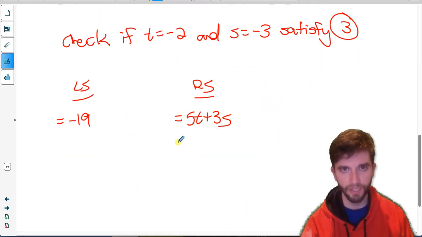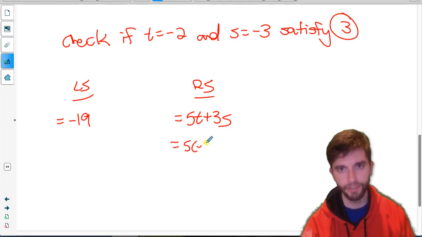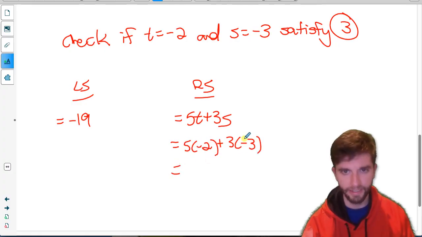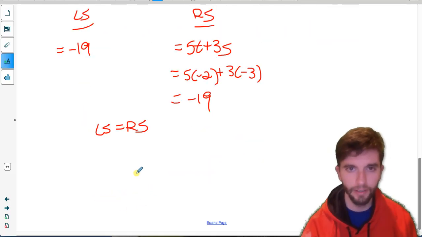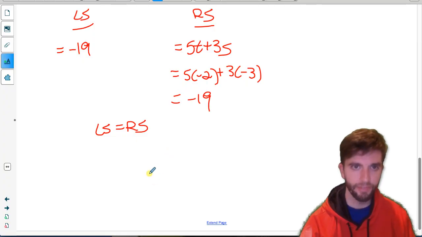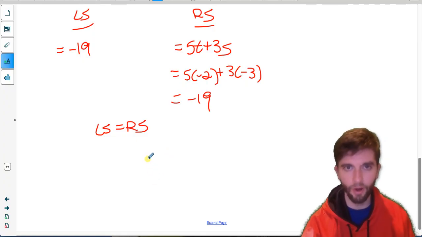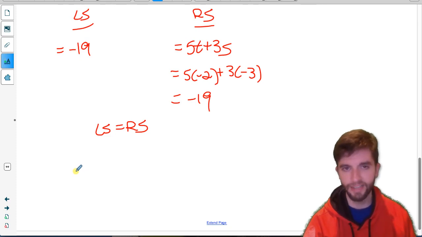So now let me sub them into the right side of the equation. I get -10 minus 9, that is -19, so left side equals right side. Therefore, the values for t and s that make the x and y coordinates the same also make the z coordinates the same, so therefore the lines do intersect at a point.